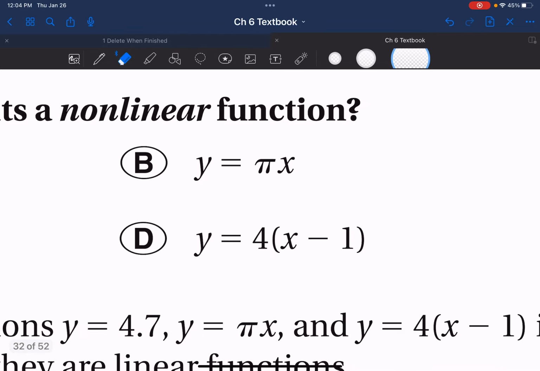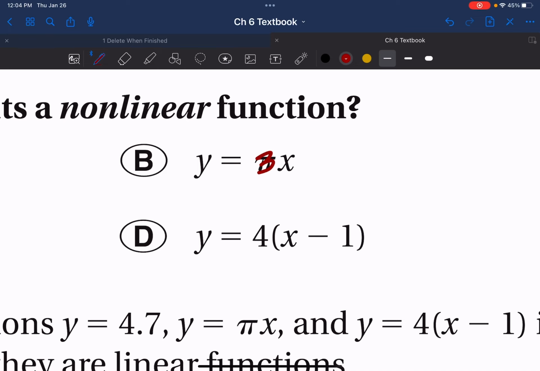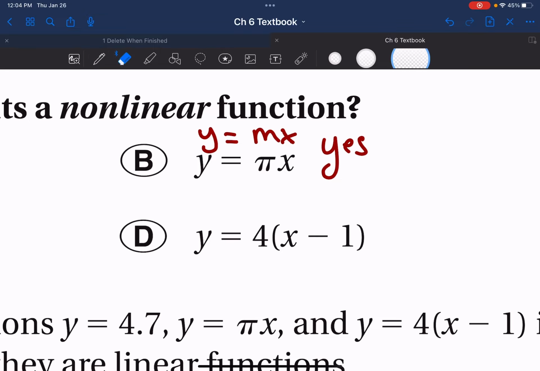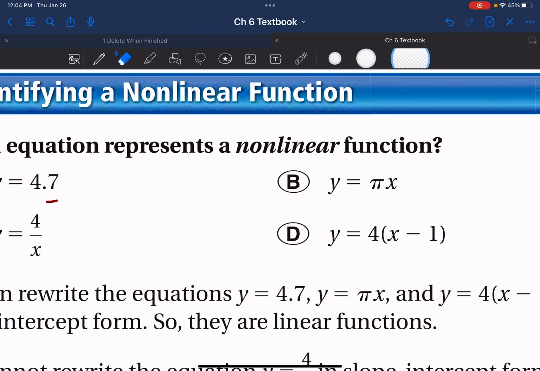Let's look at B. Some kids see the pi and they get freaked out, but just think of pi as a number. I could literally replace this with a 3 or something, and it would still work, right? Is this y equals mx plus b? Yeah, it's just that we don't have a b, right? So y equals pi x, you could still graph that. You would just go up a pi over 1, up a pi over 1 as a slope. I know that sounds silly, but you could do it. So is this y equals mx? Yes. So is that a linear function? Yes, which means it's not our answer because we're looking for nonlinear.